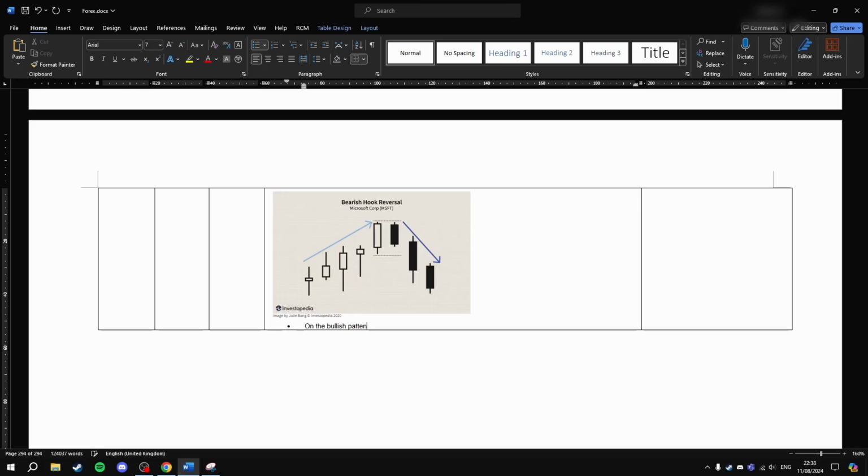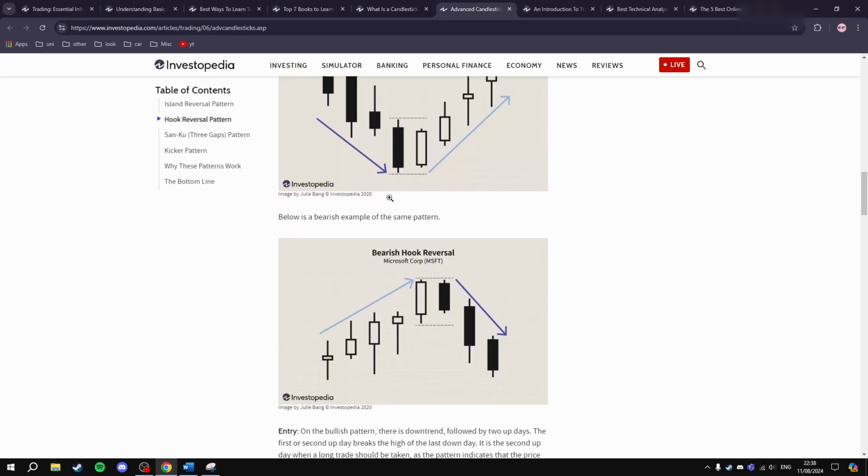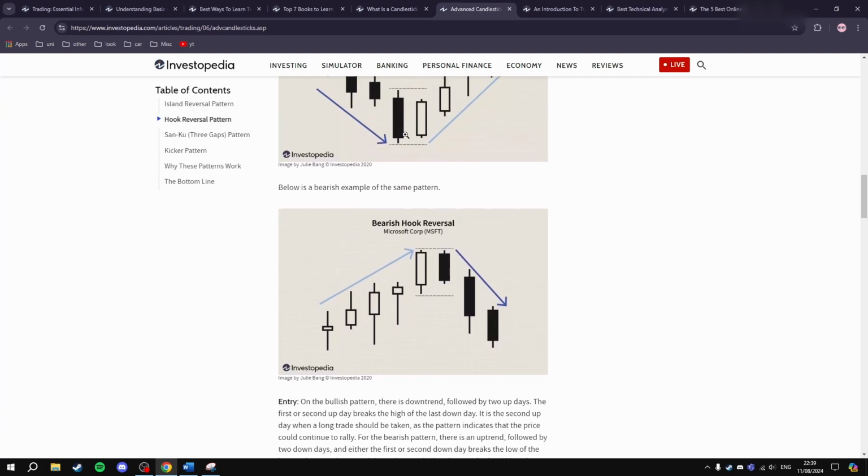So on the bullish pattern, there is a downtrend like that, followed by 2 up days. By up, do they mean the green? Or do they mean the 2 up days as in these 2 candles here? But that one is an up candle, that's a down candle still.